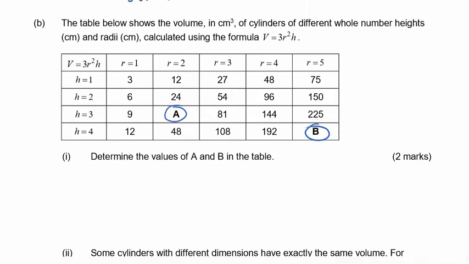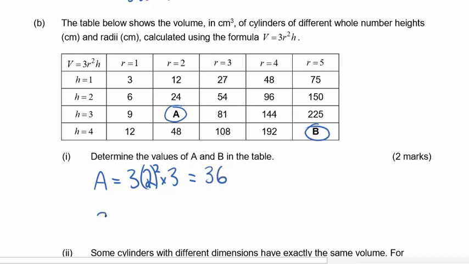So substituting in, capital A is the volume when r equals 2, so that's 2 squared times our height of 3. So we've got, I'm actually going to collect those together to make 9. 9 times 4 is 36, so A would equal 36.